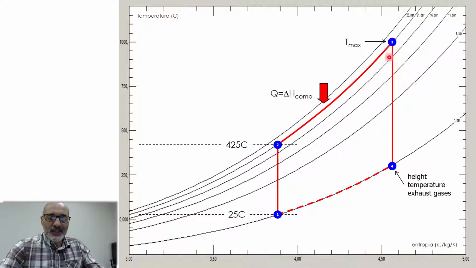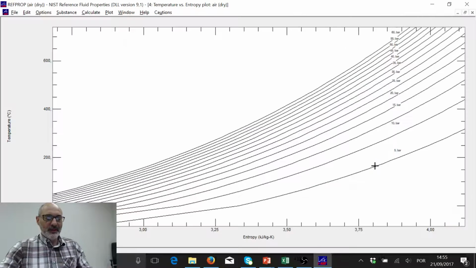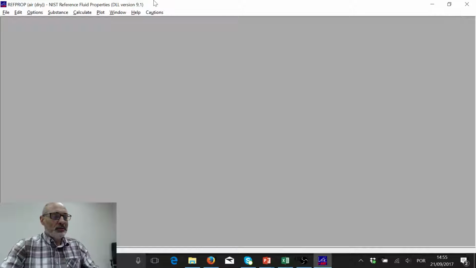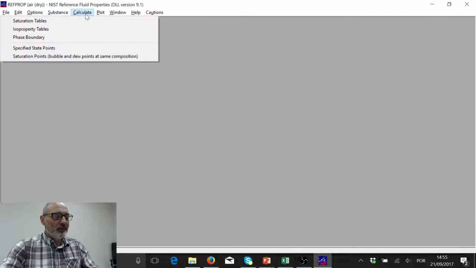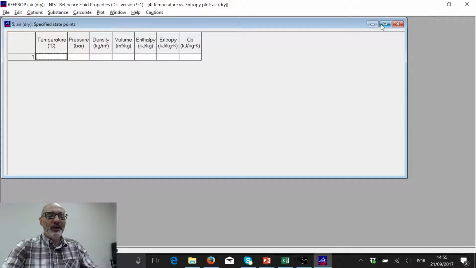Then we expand isentropically to the atmospheric pressure. So we go down through a vertical path until we reach the atmospheric pressure, and we can calculate the temperature here. I'm going to do this with REFPROP as I showed you. So let's do it together, or try to follow me. I'm going to calculate on specified points.